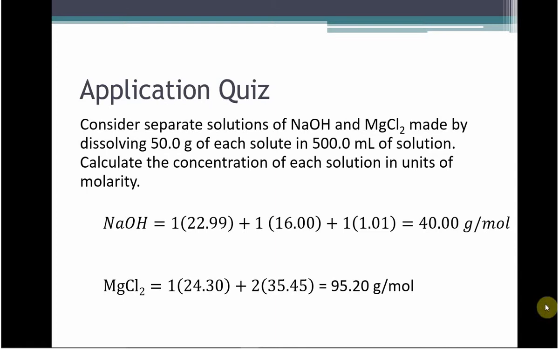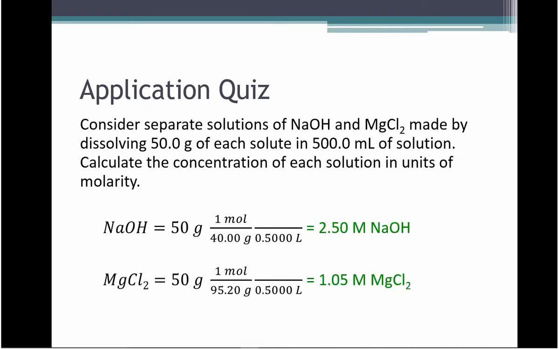So now at this point, we have our grams, we have our molar mass. We can actually go find our molarity. So for sodium hydroxide, we have 50 grams divided by the 40 grams in 1 mole, and then divided by half of a liter. You get 2.5 molar NaOH. For magnesium chloride, 50 grams divided by the molar mass and divided by half a liter, 500 milliliters, you get 1.05 molar MgCl2.